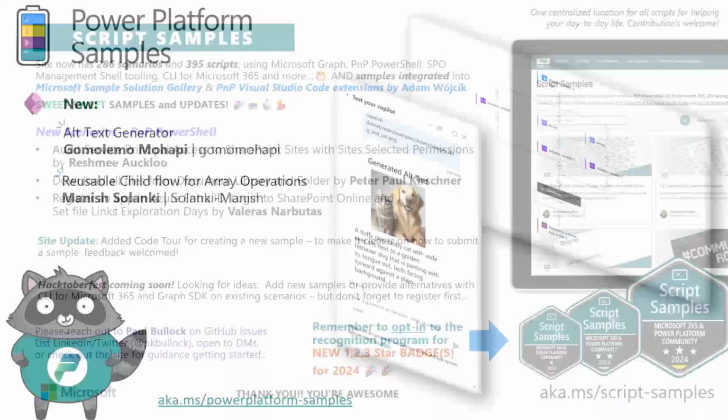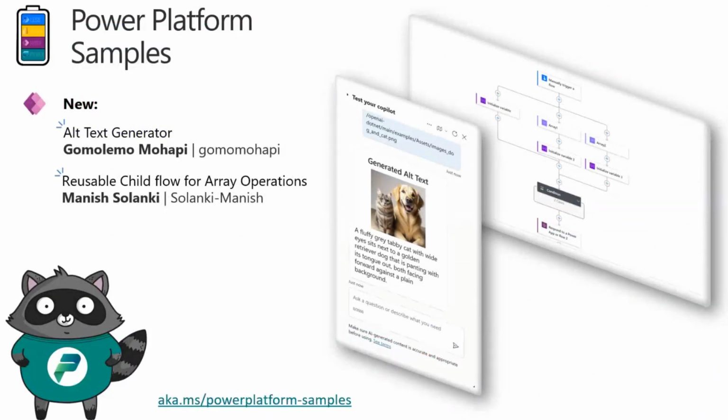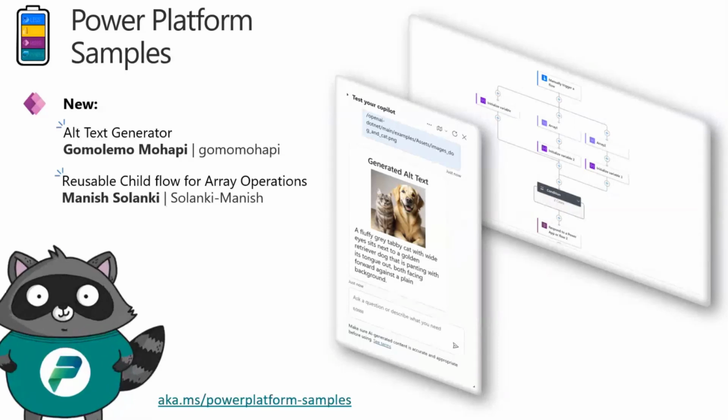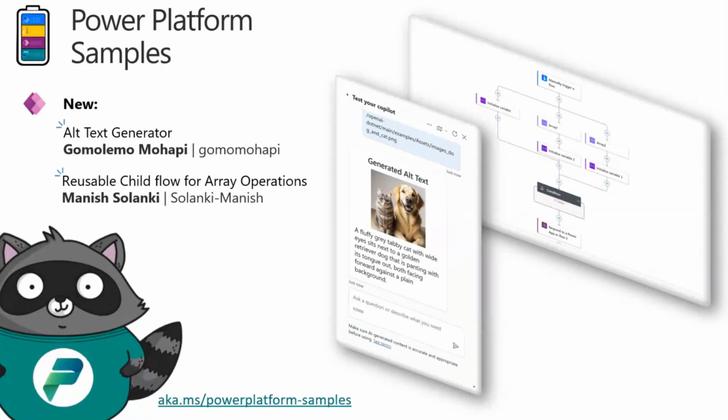All right, let's move into Power Platform samples with Kate. Yes, hello. Thank you very much, David. So today I'm more than happy to share that we have two new samples in our Power Platform gallery. The first is from Gamlemo Mohapi, alt text generator. It is an awesome use case for how you can utilize AI to generate captions for your images. Just set up a connector following the step-by-step guide that he shared with us, and have fun.